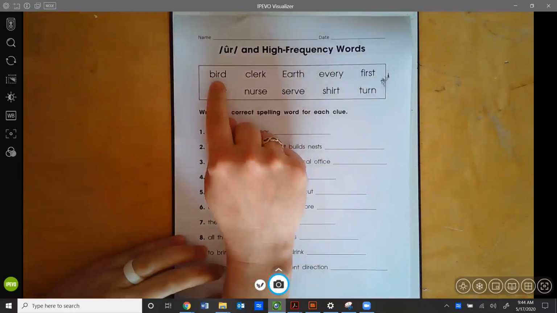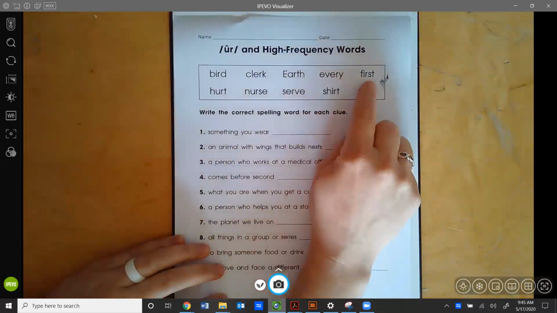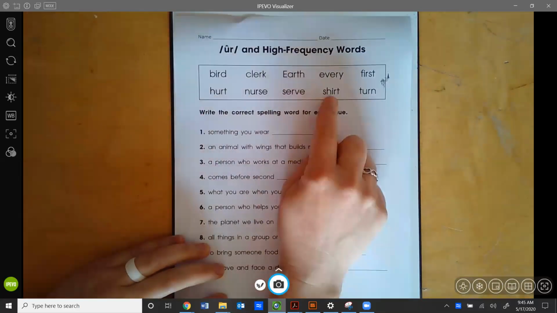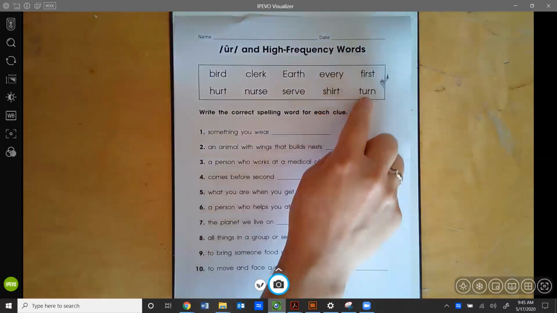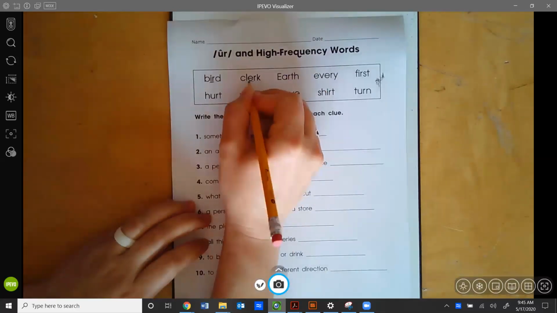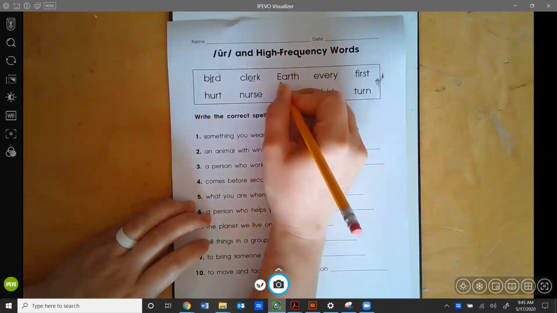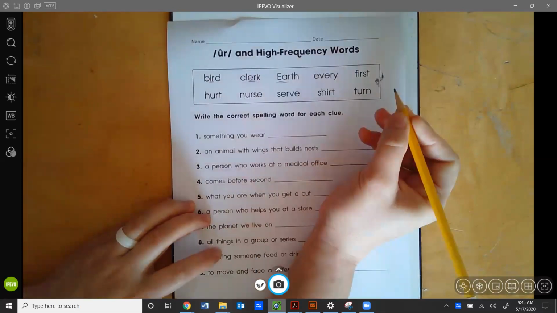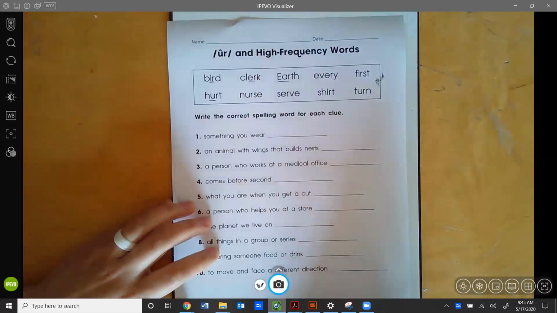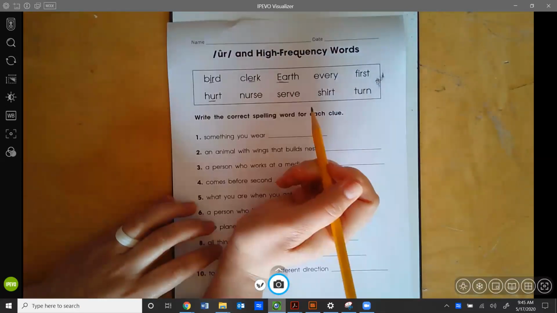Okay, so the words are bird, clerk, earth, every, first, hurt, nurse, serve, shirt, turn. What I want to show you is that we have not just the UR, we have IR and ER and EAR, and along with that UR. So we're reviewing all of our controlled R sounds that make the sound. So just note that it's not just the UR.